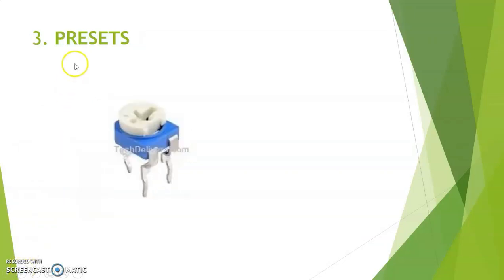Last we have what is called a preset, where once you set the value you need not change it frequently. It is used in TV circuits and such circuits where you tune once, then you keep it at a stable position. This can be done using a screwdriver. Here is where the screwdriver would be placed and it would be turned so that the value of the resistance can be varied.